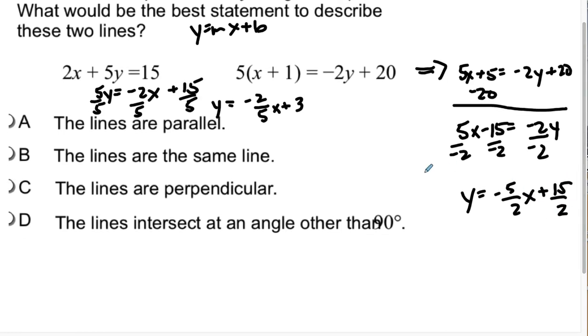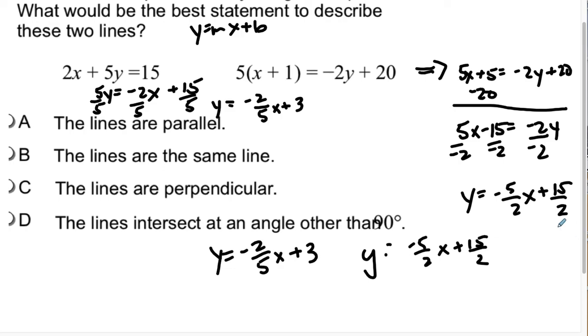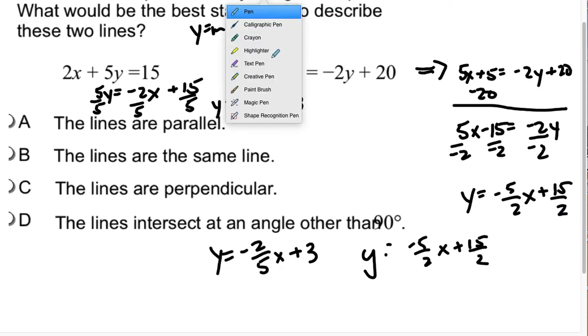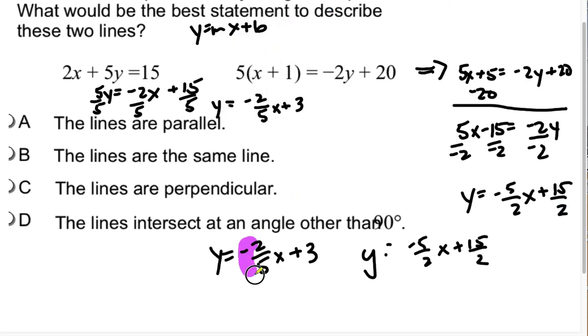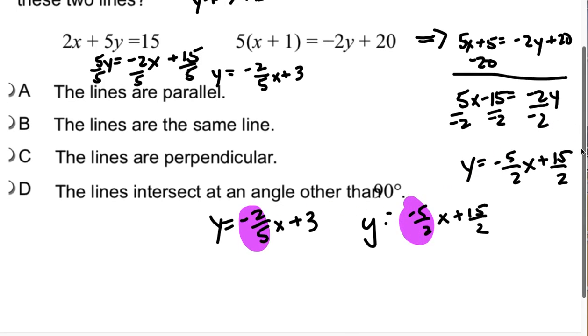Okay. So I have two lines that I need to compare. y equals negative 2 over 5x plus 3. And y equals negative 5 over 2x plus 15 over 2. We must compare the slope to see if they're the same, opposite reciprocal, or if they're just two different slopes. So we have here negative 5 over 2 and negative 2 over 5. So we know they're not parallel because they're not the same. So that marks out letter A.